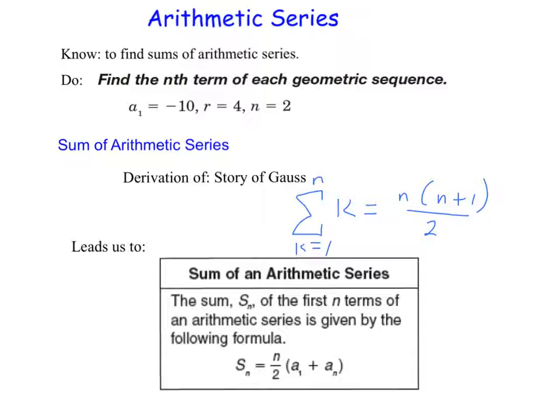So what we're going to do is first bring that 2 out front, and I'm going to write it as n over 2. Now remember what I said. This is going to be our first number in the sequence, and this is going to be our last number of the sequence. So that gives me a sub 1 plus a sub n. And that is how we come up with that.